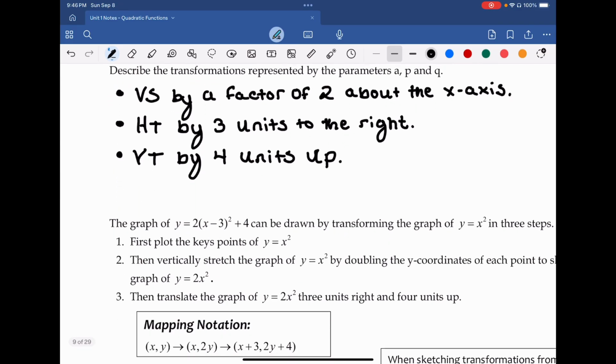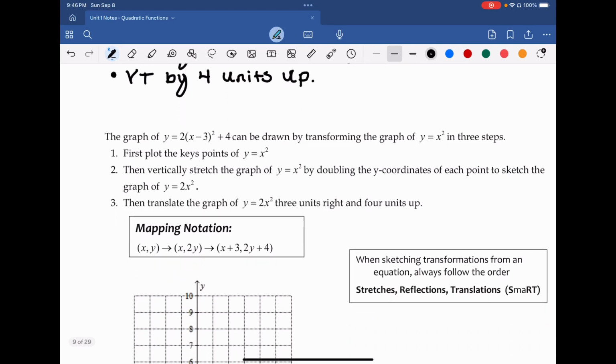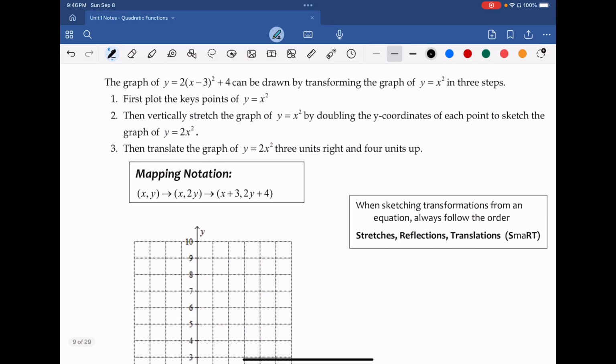All right, now let's take a closer look at this graphically. So the graph of this function, y equals 2(x minus 3) squared plus 4, can be drawn by starting off with x squared and then breaking it apart in terms of we're going to do the stretch, then we'll do the translations, and then hopefully that will be able to give us the new points. Now, something really important here. We always want to first of all plot the x squared graph, or if possible, plot the x squared graph.